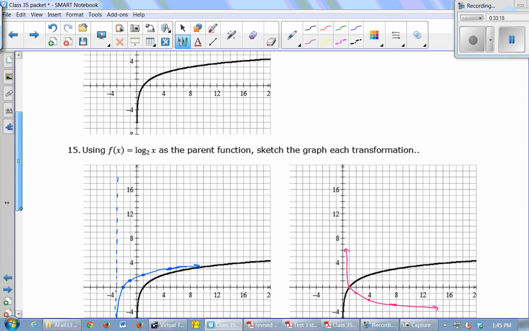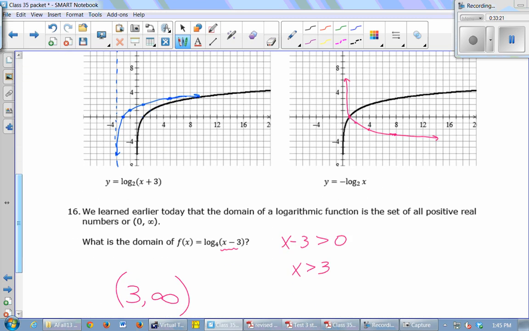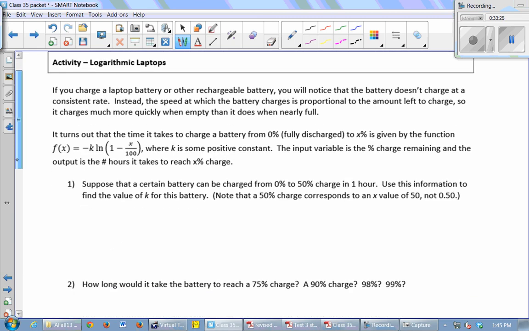All right, so that about covers everything about log functions. I want you to spend some time now working on this activity, logarithmic laptops.